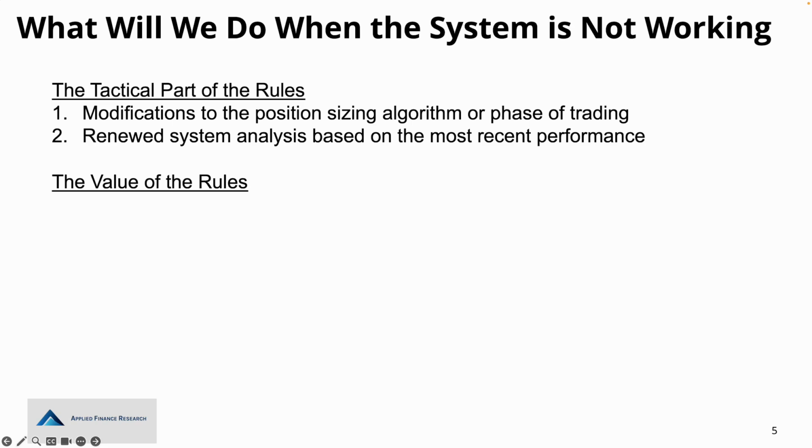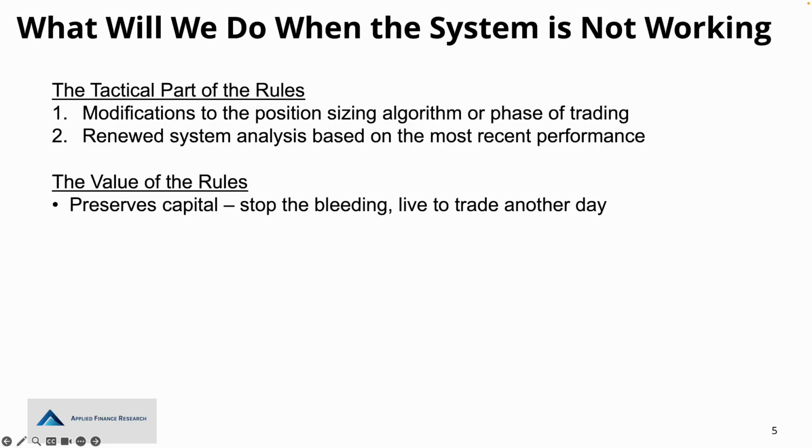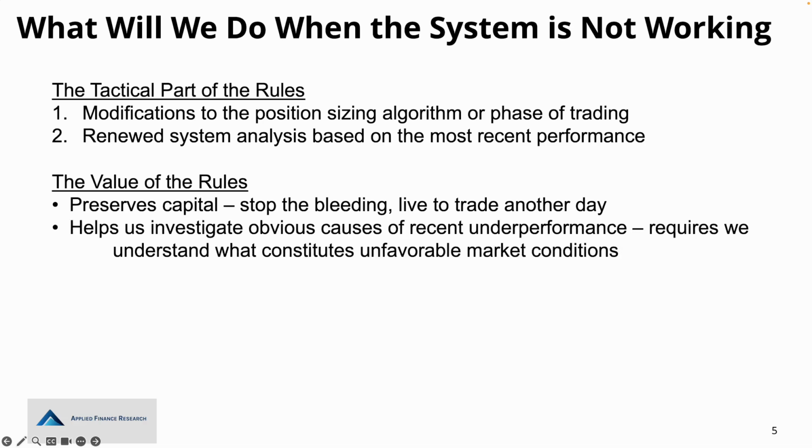Now, what is the value of having rules in this domain? What edge does this provide us? Well, the first thing is it preserves capital. It allows us to stop the bleeding, and we live to trade another day. As we know from the teachings of Dr. Van Tharp, one of the biggest objectives in trading is to survive the worst case in the short term so we can achieve a positive expectancy in the long term. So this helps us avoid that worst case in the short term and live to trade another day.